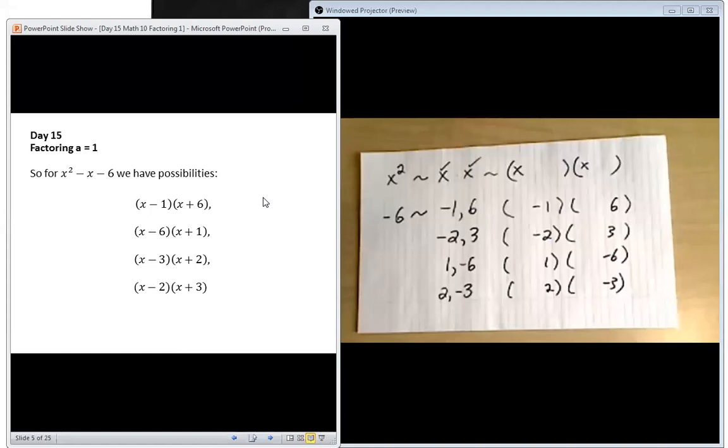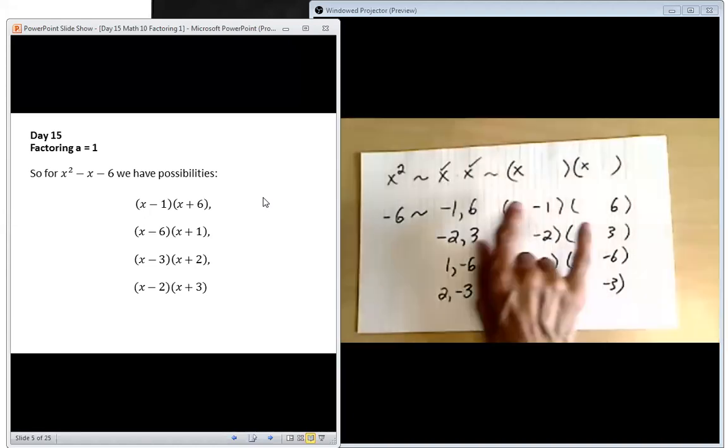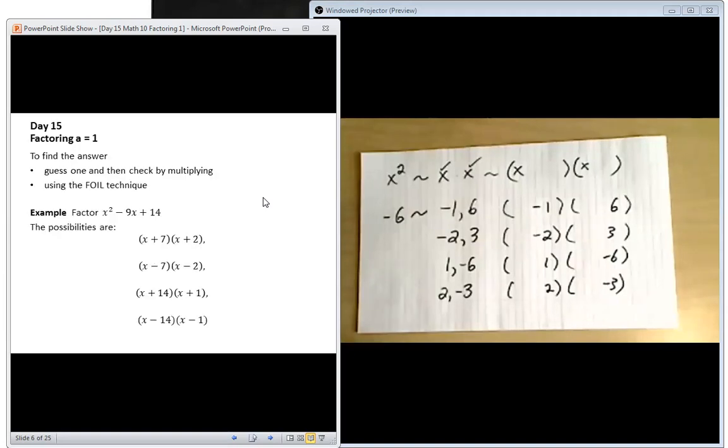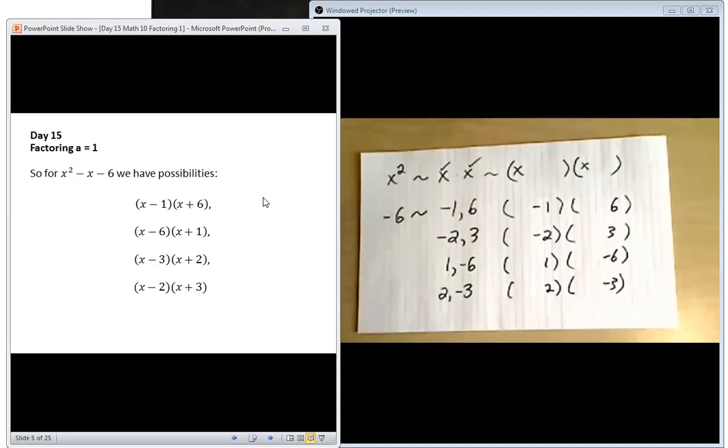The way to check is to actually just multiply it out. I think it might show it on the next screen. Let's see. No, it doesn't. It goes off to the next one. So watch. What we can do is make the rainbow for each of these.